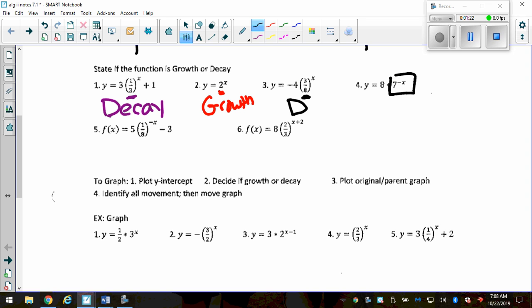Now number 4 is a little tricky. 7 to the negative x is really 1/7 to the x. Remember, a negative exponent will flip your fraction, or flip the base. So this is also a decay. Why don't you guys try number 5 and 6 now?